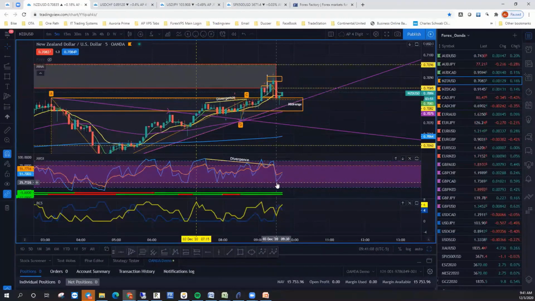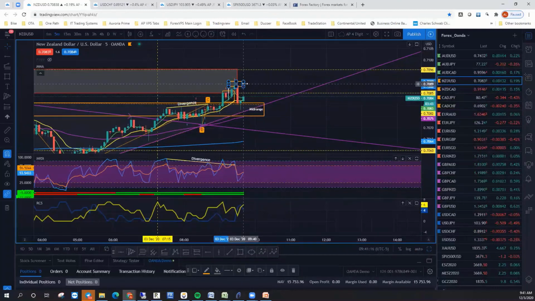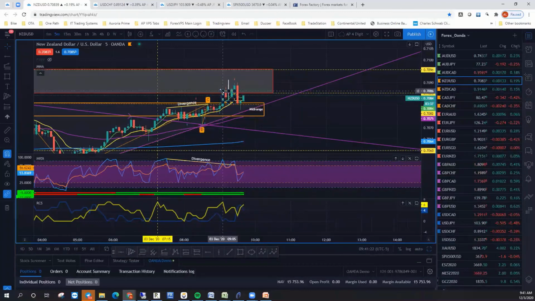Yeah, got a nice pullback. I think if it fails to come back up there, like we said, that is going to be the bottom of this whole run, the top of this entire run for the last couple weeks, actually, since the beginning of the month. This could be the turnaround point, but I don't want to call tops and bottoms.